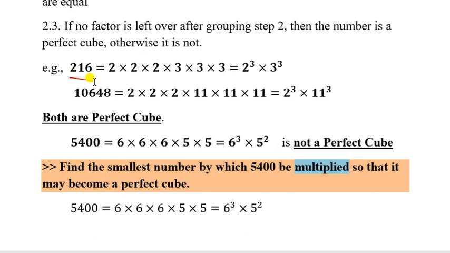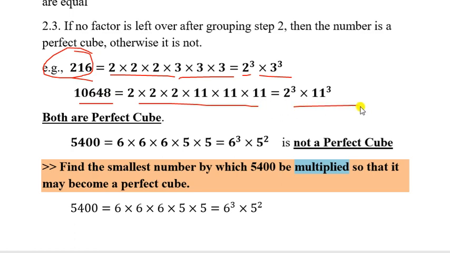So the first step, we have to factorize into prime factors. So 2 into 2 into 2 into 3 into 3 into 3. That means 2 is present 3 times and 3 is also present 3 times. That means we can express 216 as 2 cube into 3 cube. That means 216 is a perfect cube number. One more example, 10,640. If we factorize, we will get 2 into 2 into 2 into 11 into 11 into 11. That means this is also a perfect cube number.